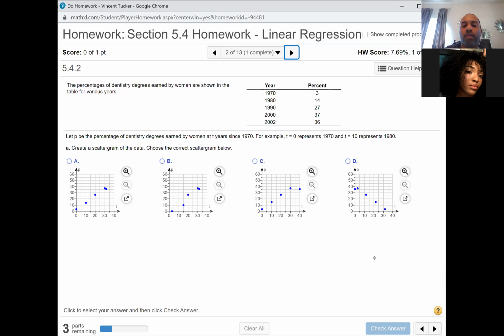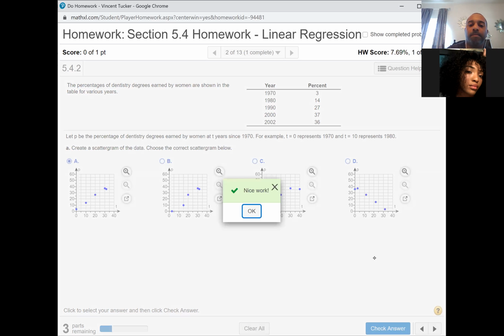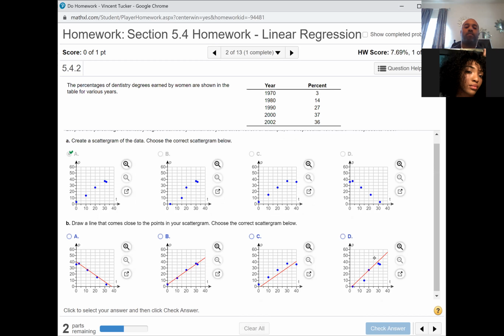So 0 has to be 3. And then 1980, which is at 10, has to be 14. So we're going 5, 10, 15. So that should be right under that one. So it should be A. All right.